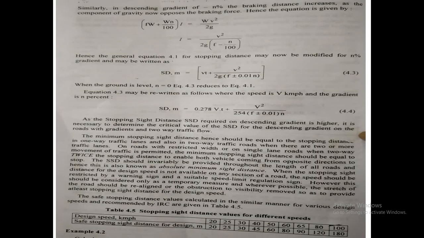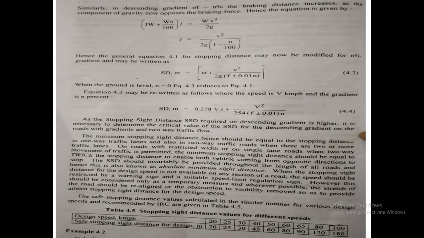Here equating kinetic energy and work done: (F W plus W n by 100) into L equals half W V square by g. In this case we can take W common from both sides. So L, the braking distance, is equal to V square by 2g into (f plus n by 100). So this is for the ascending gradient. Now this is a descending gradient, guys. The previous was the ascending gradient with the same formula. Here the descending gradient is a negative percentage. So L is equal to V square by 2g into (f minus n by 100).